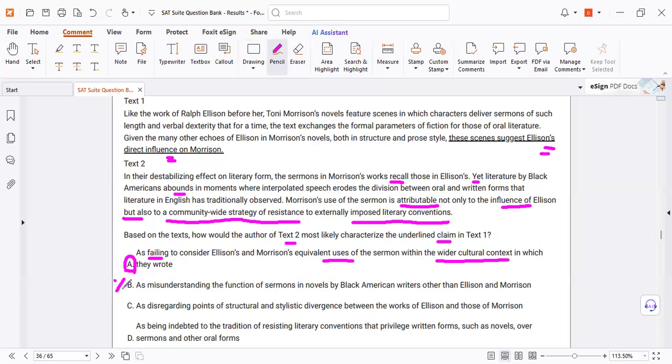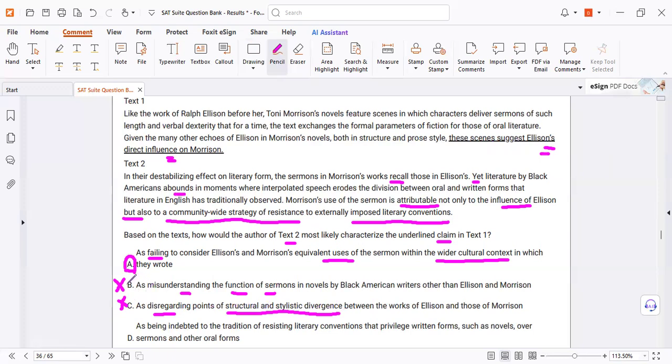Letter B, wrong, of course, because the second text does not talk about misunderstanding the function of sermons. We're talking about how it is affected, what it is affected by. So disregarding, of course, is wrong. And text number 2 does not mention anything about structure and stylistic divergence.